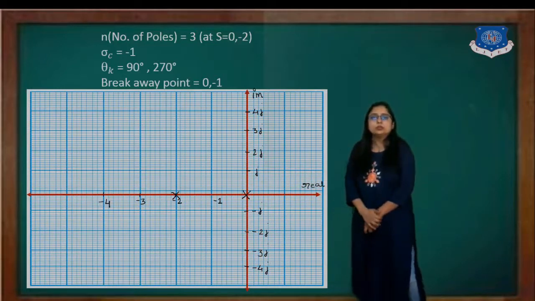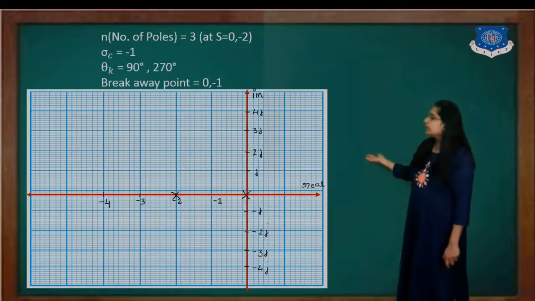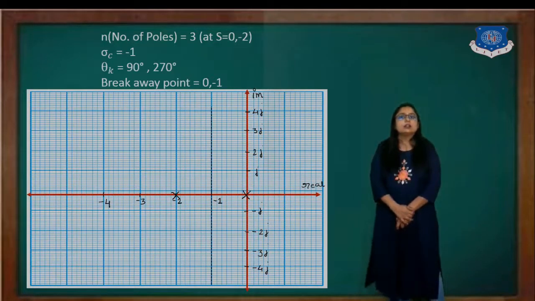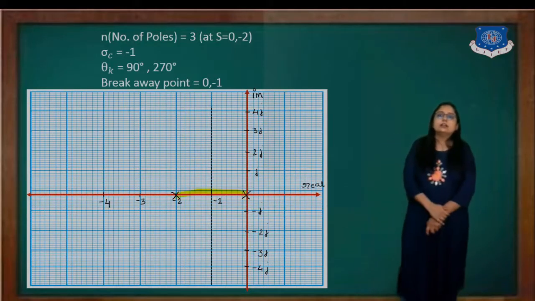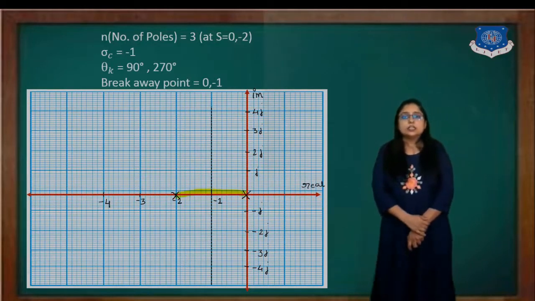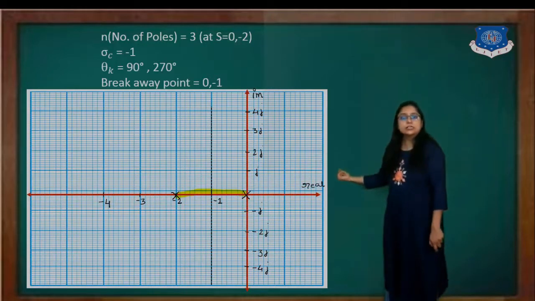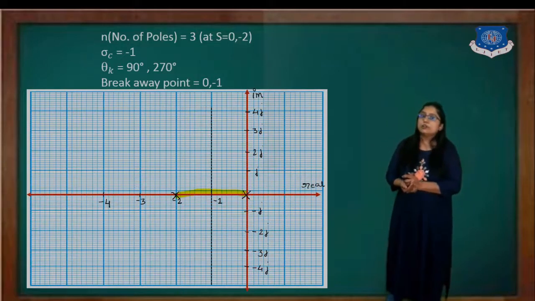Now mark the pole. One is at the 0, another is at a -2. Now mark the centroid, that is at -1. Now from -1 we have to make a two angle. One is 90, another is 270. That is a straight line. Then here you just see the part of the real axis that lies on the root locus. So how we can calculate?